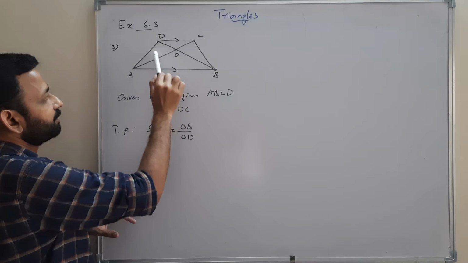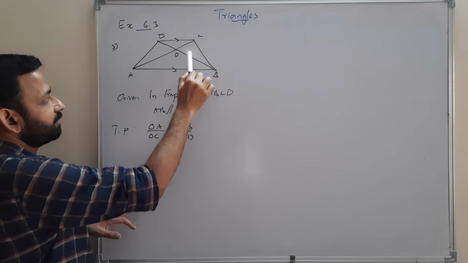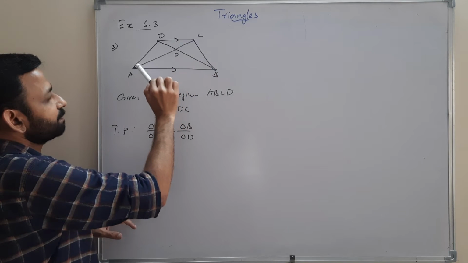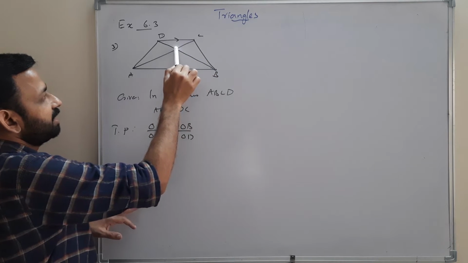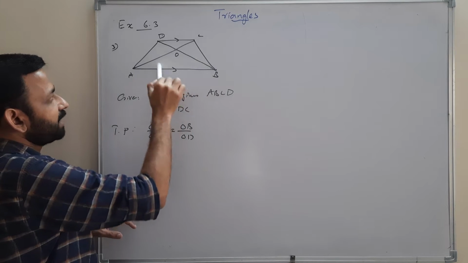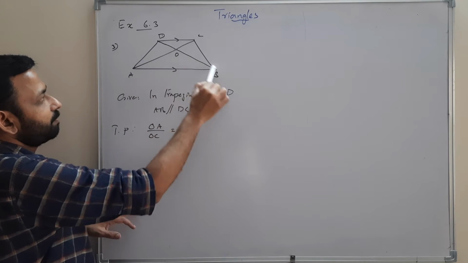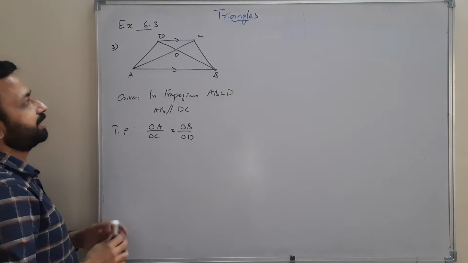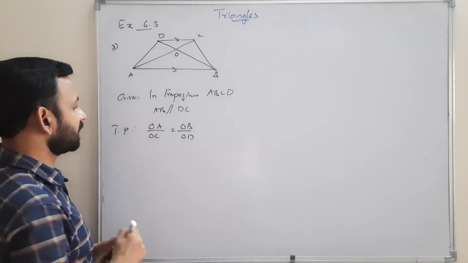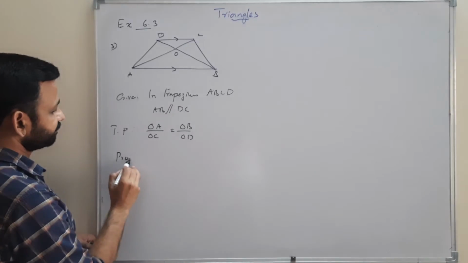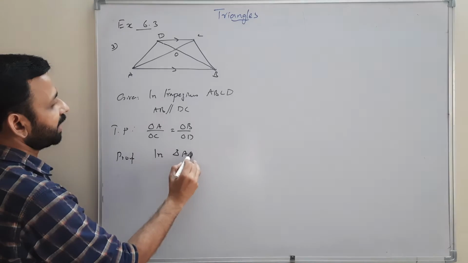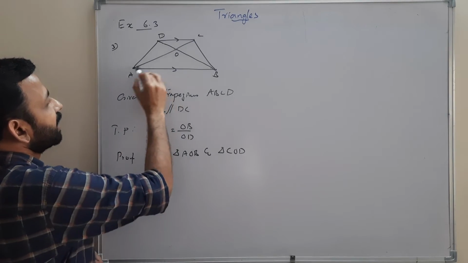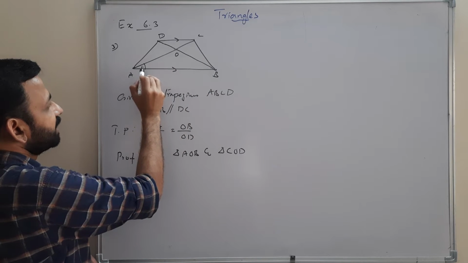OA, we have 2 triangles. OB, we have 2 triangles. OC, 2 triangles. OD, 2 triangles. So when we take triangle AOB and triangle COD, these all sides are there. AOB and COD, and we are going to prove that two triangles are similar. So proof: in triangle AOB and triangle COD, we can take the triangles.